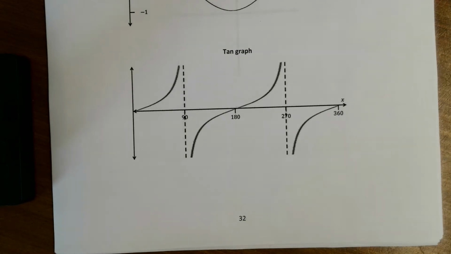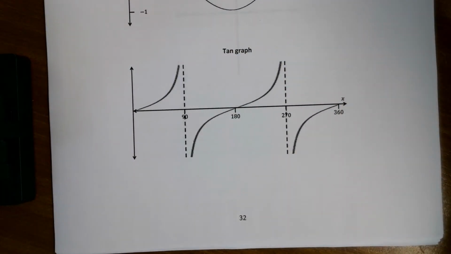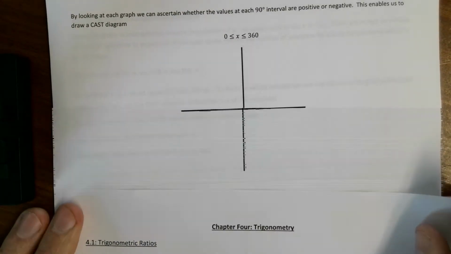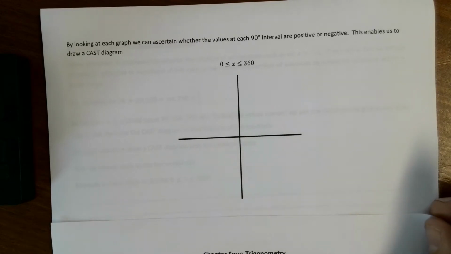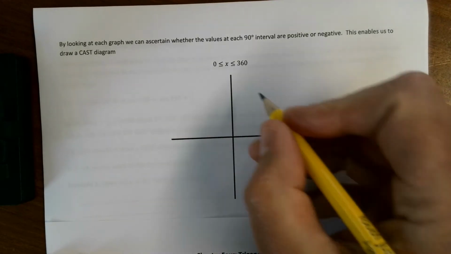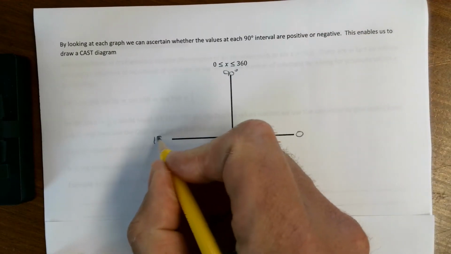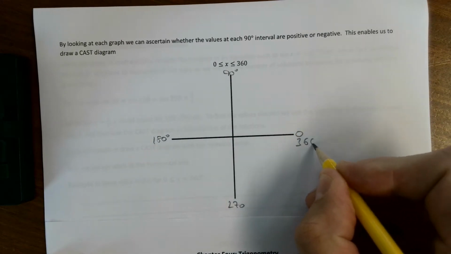And we use those facts to help us solve trig equations, which are going to be coming up in the next video. This helps us also do our CAST diagram, so that's on the next page, and let's take a look at that. By looking at each graph, we can ascertain whether the values at each 90 degree interval are positive or negative. This enables us to draw a CAST diagram. So our CAST diagram is going to look like this. This one is for 0 to 360, so we have 0, 90 degrees, 180 degrees, 270 degrees, and 360 degrees.